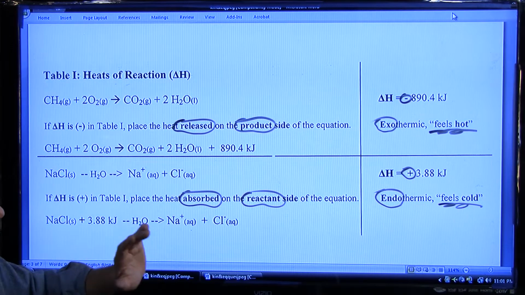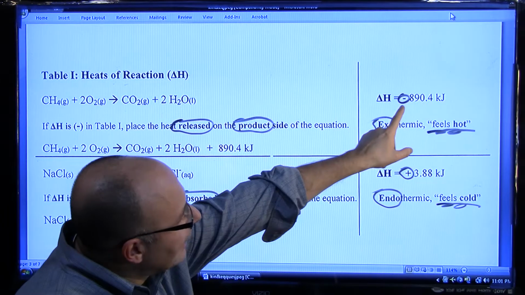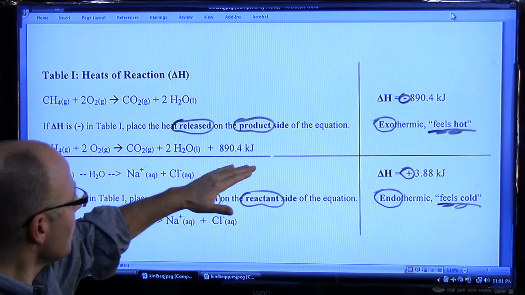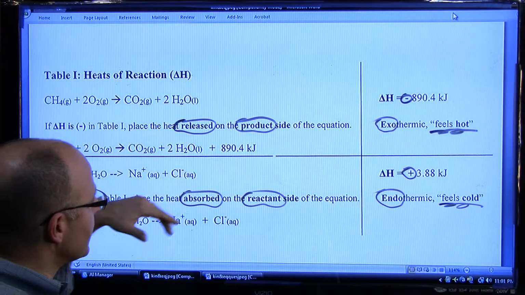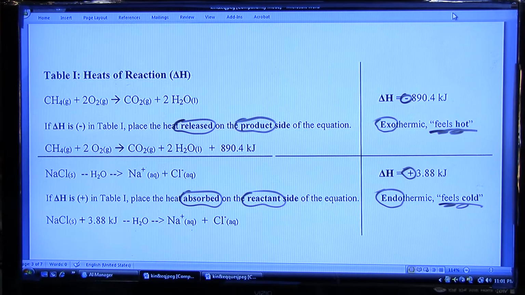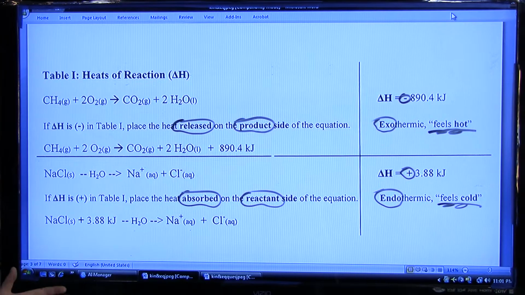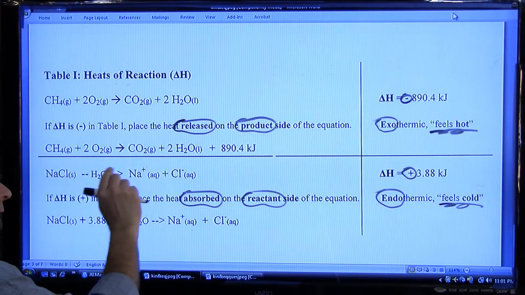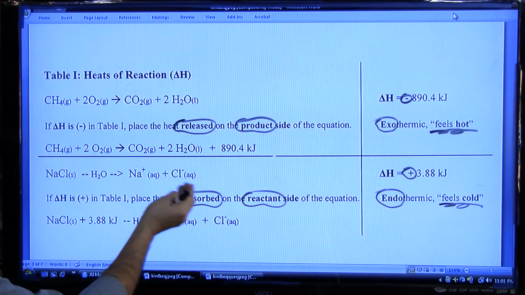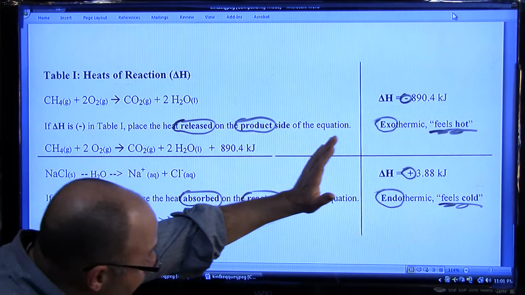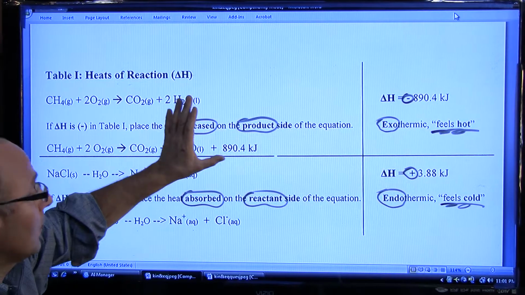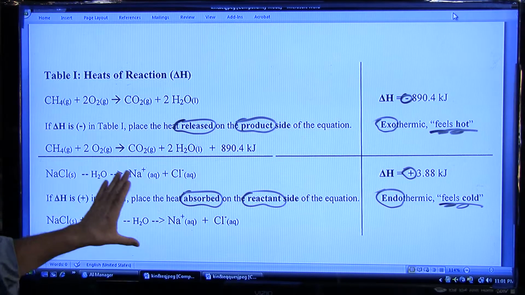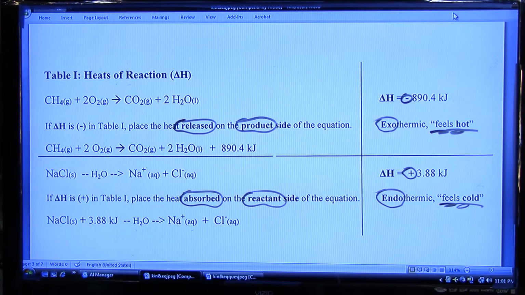Now a lot of people give this a double take. They say, how come it's negative here in Table I, but positive here in the equation? Well, first of all, the agreement is that we have no negatives in chemical equations. The way we indicate whether it's heat released or absorbed is by placing it either on the product side or the reactant side. So negative in Table I means place it on the product side, the right side. And a positive in Table I means place it on the left side, which is the reactant side.